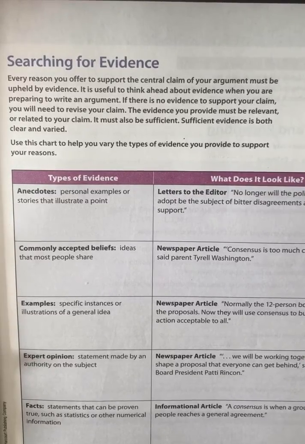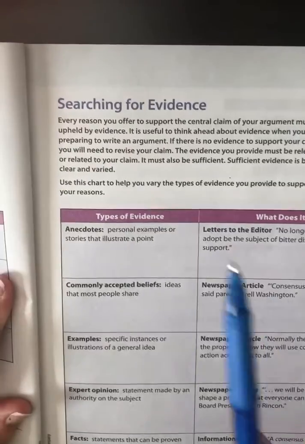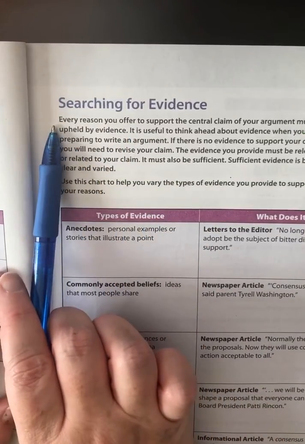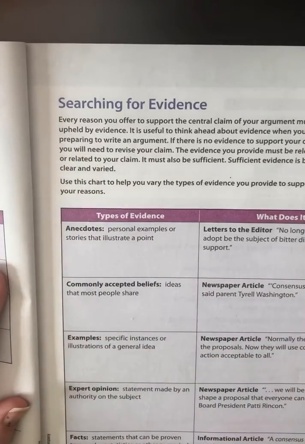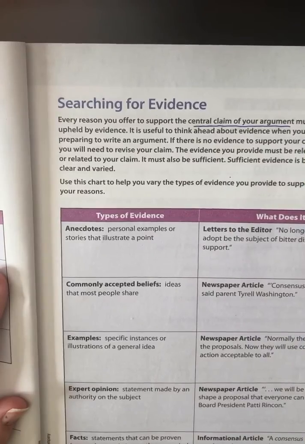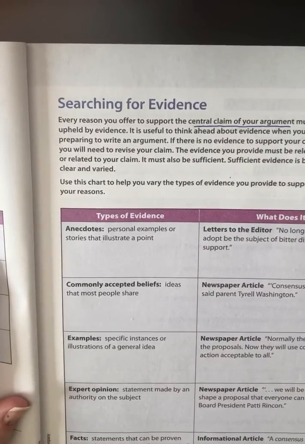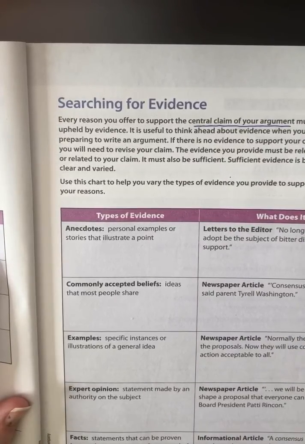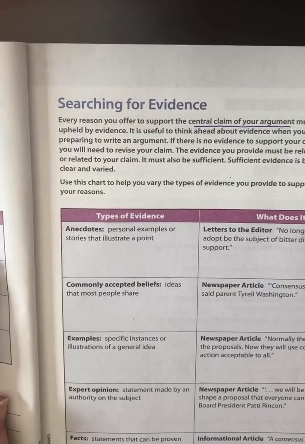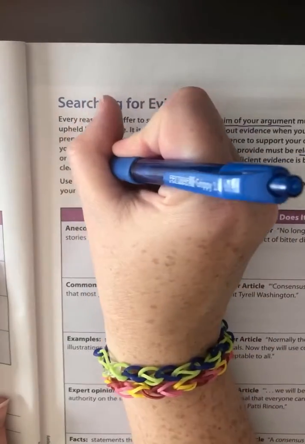All right, so I'm now on page 15 of the packet, which is labeled Searching for Evidence. And it says at the top here, every reason you offer to support the central claim of your argument must be upheld by evidence. It is useful to think ahead about evidence when you are preparing to write an argument. If there is no evidence to support your claim, you will need to revise your claim. The evidence you provide must be relevant or related to your claim.